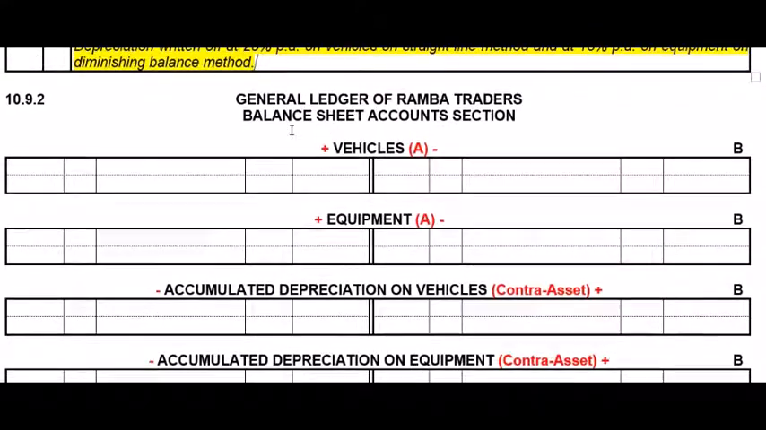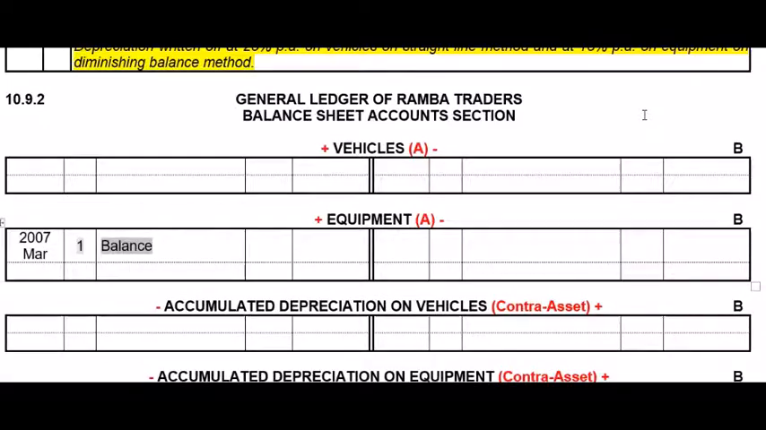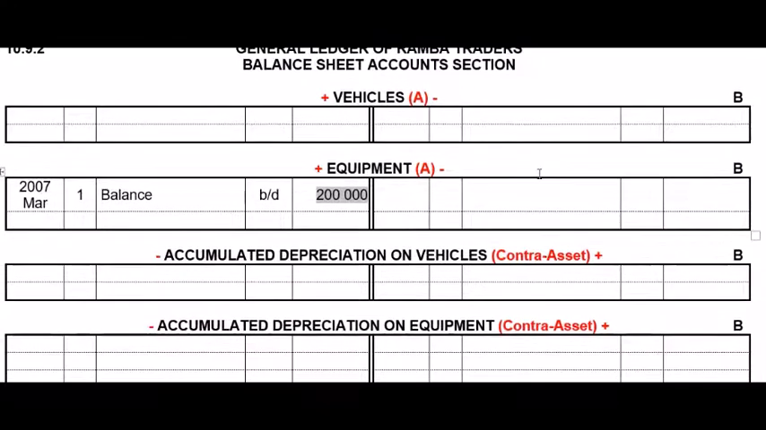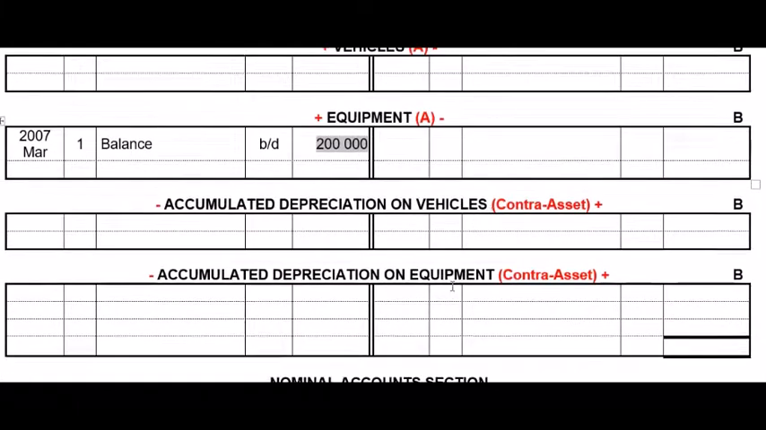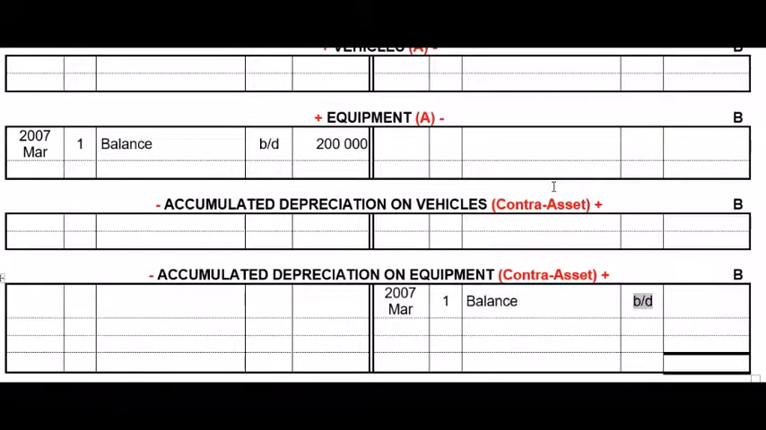Now, if we look at the general ledger, let's go and record the things that we had at the beginning of the financial year first. So when this year started, 1 March 2007, we already had equipment because we bought it 2 years ago. Okay, so it's a balance that we brought down from the previous year. And there was already accumulated depreciation on equipment from the previous years.